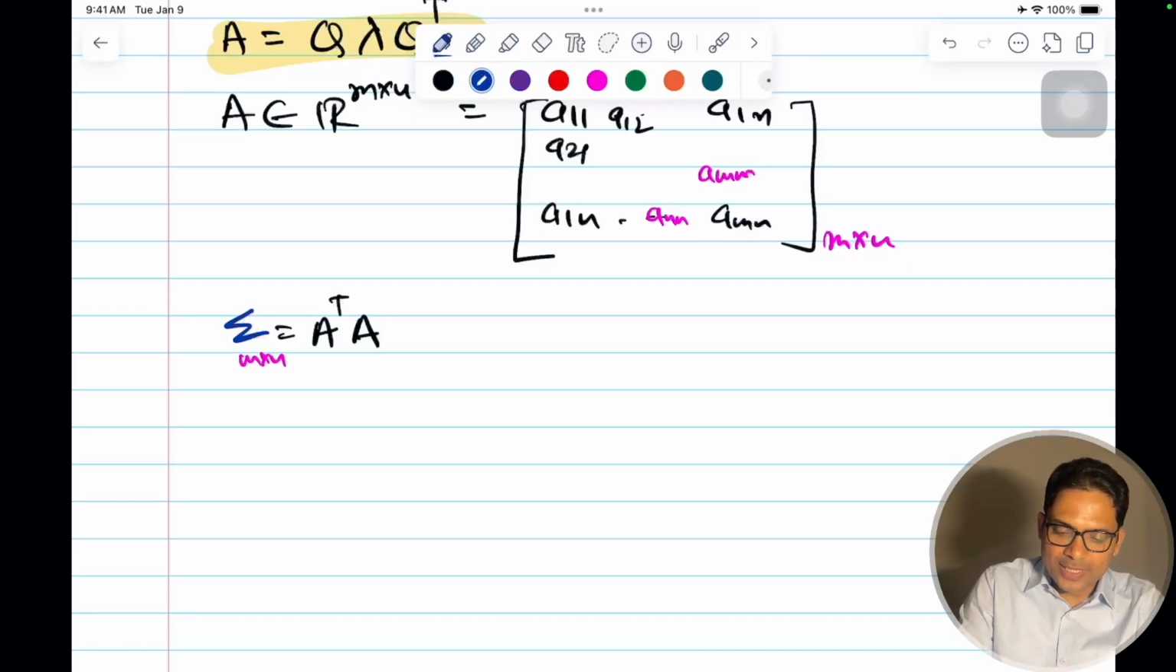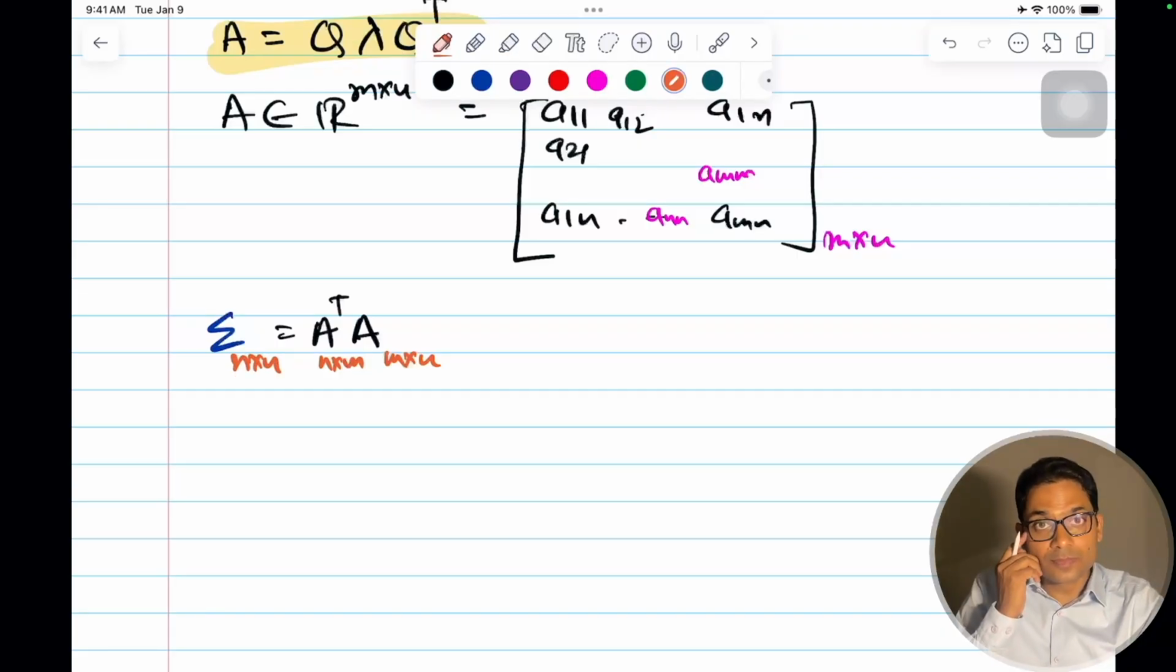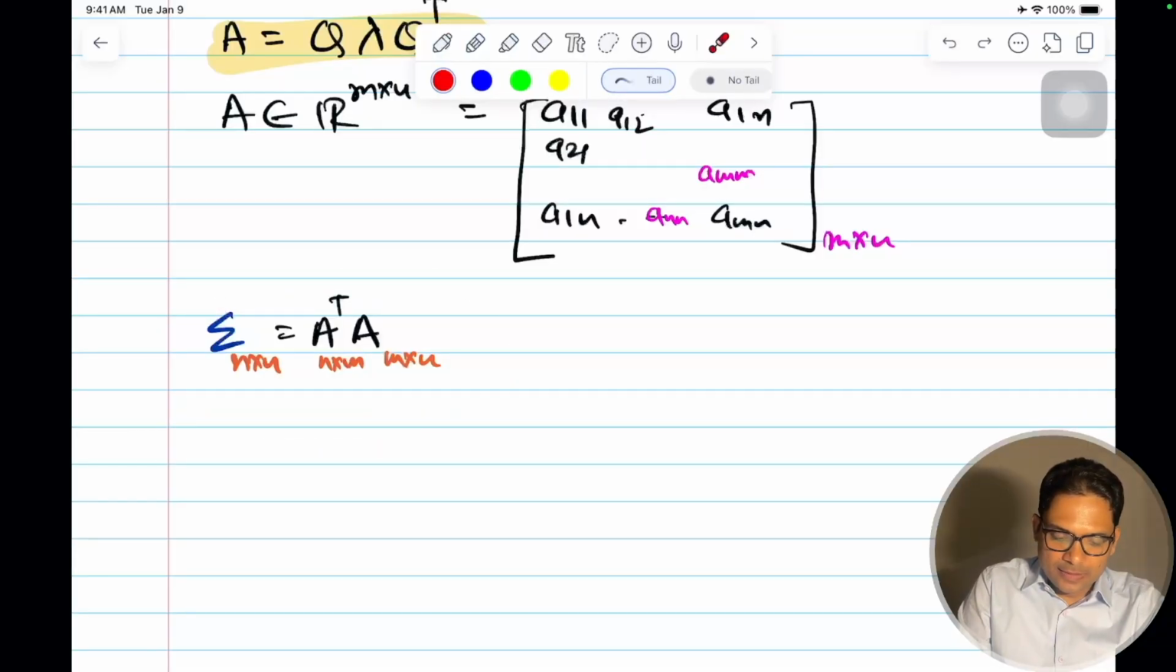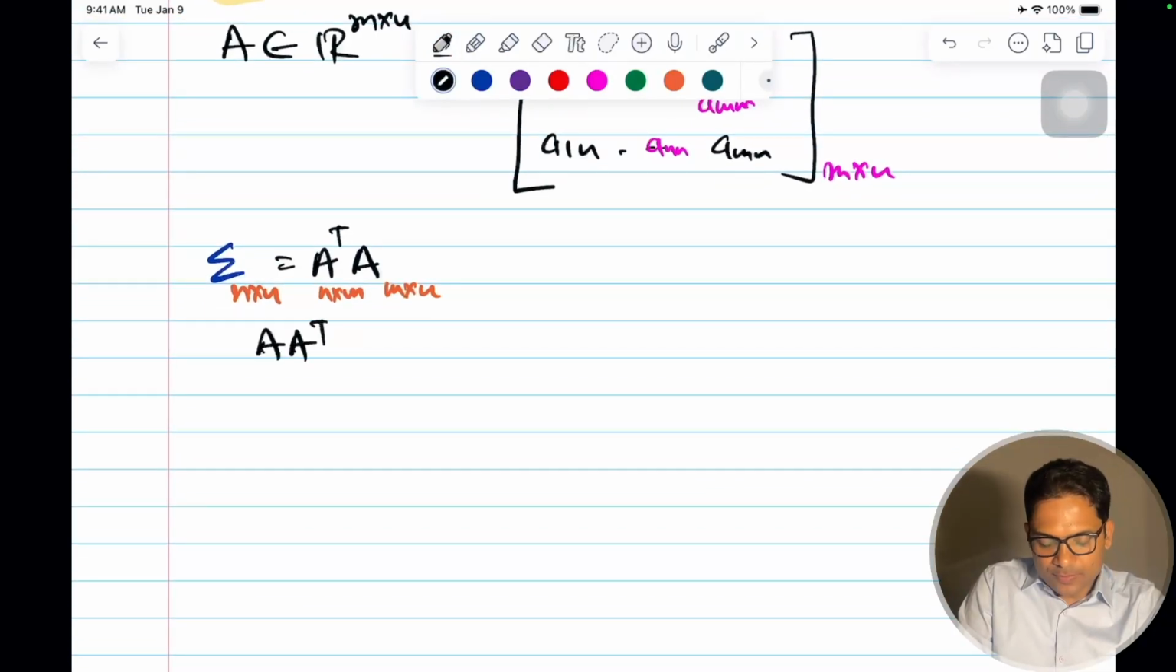A transpose dimension will be, if A is m cross n, then A transpose will be n cross m. So what will be the dimensions of this sigma matrix? It becomes n cross n, because the inner dimensions match and the outer dimensions remain. Similarly, what about A A transpose? This will also become a square symmetric matrix. How? What will be the dimension of this?